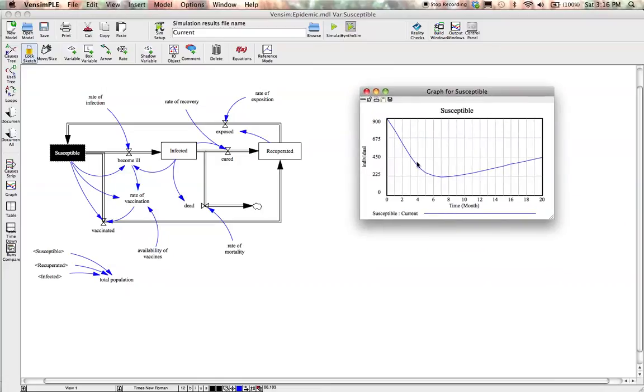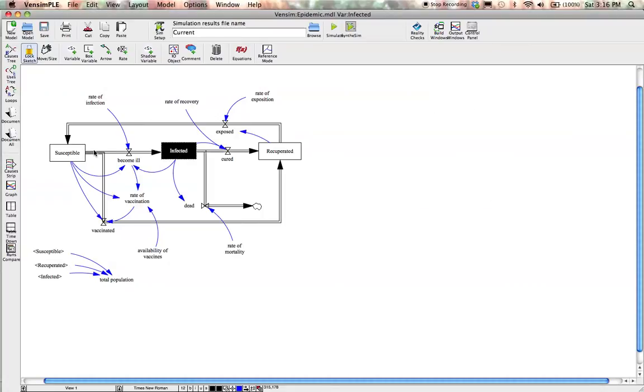They drop because they become infected. They're no longer susceptible. And then, as we'll see with the other dynamics, it seems that the susceptibles start picking up again. So there's got to be some recoveries. Okay, so that's what appears here.